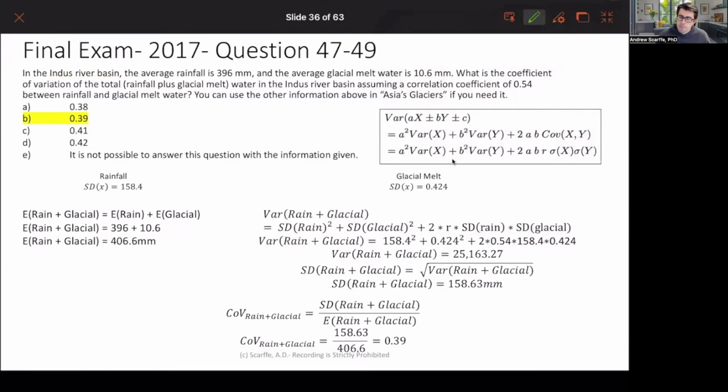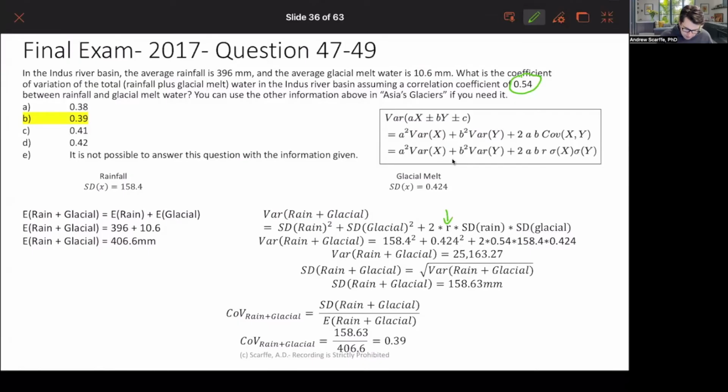So now that we have the expected value, we have to find our standard deviation of our rain plus glacial. Now, we have to account for the fact that we have a positive correlation coefficient right here. So first we're going to calculate our variance. Our variance of rain plus glacial is equal to the standard deviation of rain squared plus the standard deviation of glacial squared plus 2 times our correlation coefficient, that's R, times the standard deviation of rain times the standard deviation of glacial.